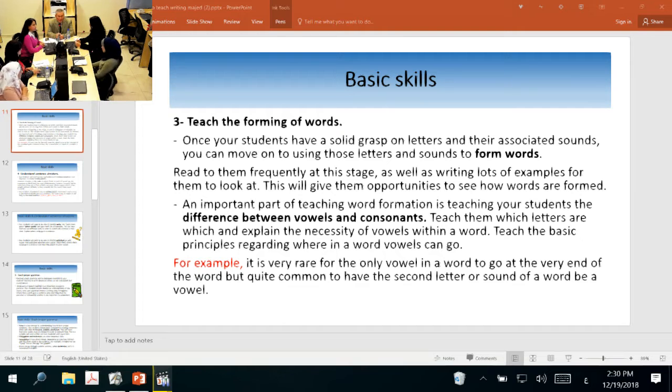One vowel. Can we move to the following slide? Miss Najla. Yes.